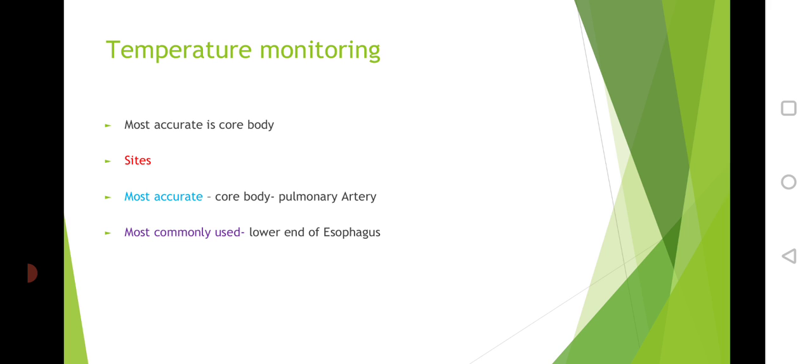Temperature monitoring. Most accurate is core body temperature, the most accurate sites being the pulmonary artery. Most commonly used is the lower end of the esophagus.